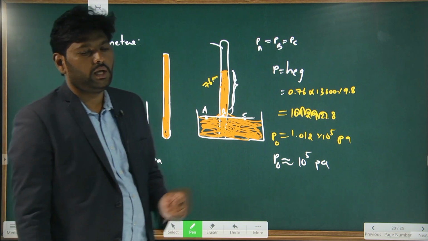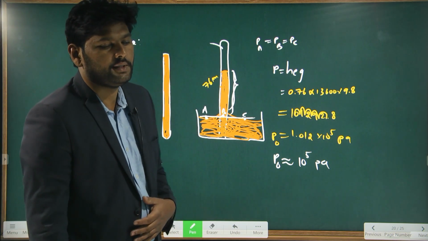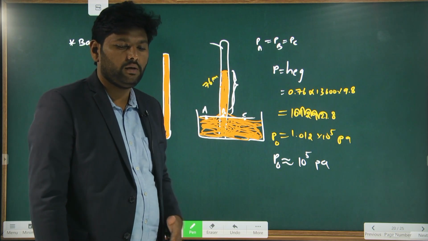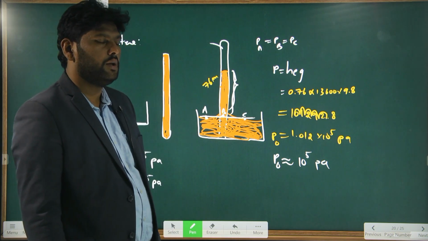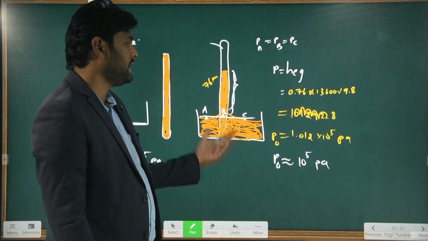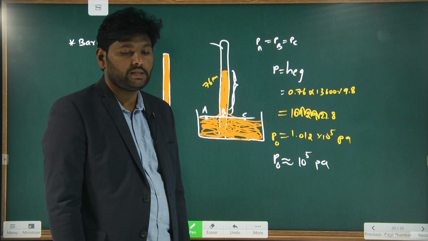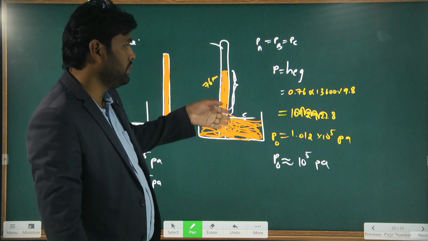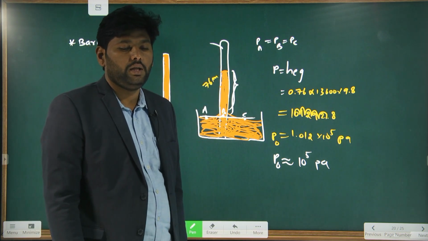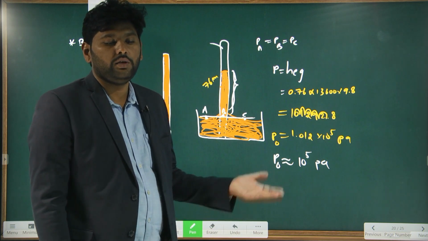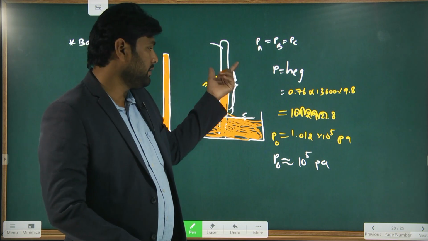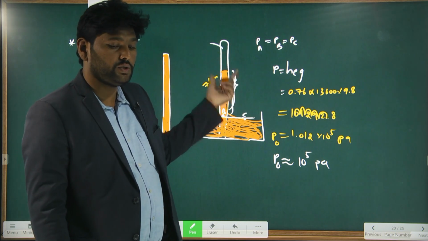Now here my question is, instead of mercury, can you use water? Yeah, you can use water, but this liquid column must be of greater value. So that is the reason we are not using any other liquid than mercury, because mercury has a high density. Because of that reason, it takes only less length of the column to give the same pressure. If you use another material instead of mercury, it would need more length of the liquid column.